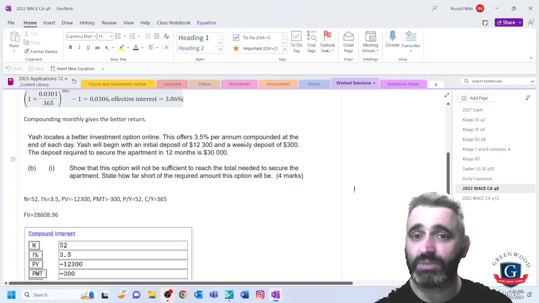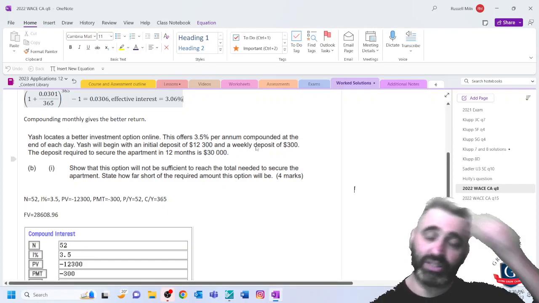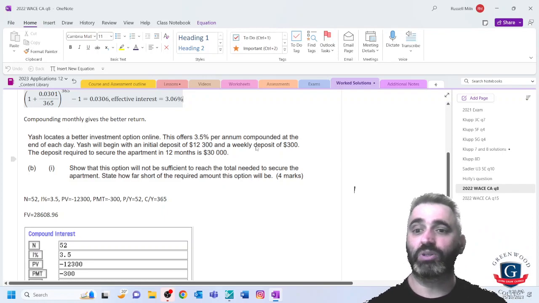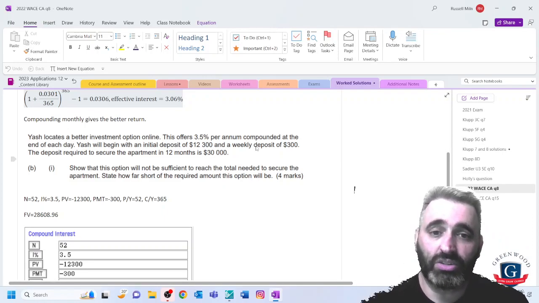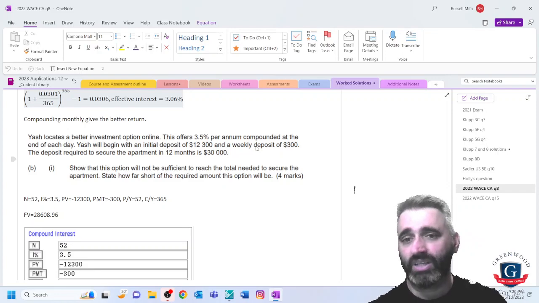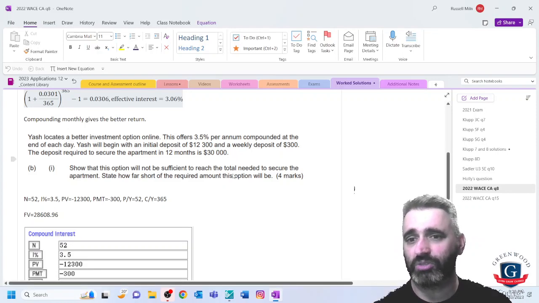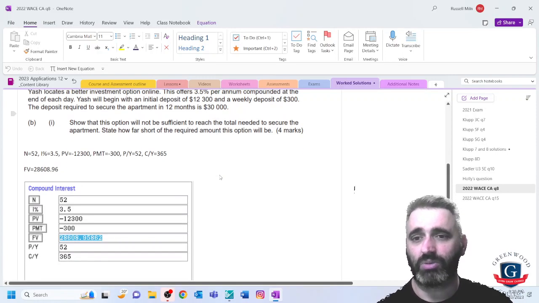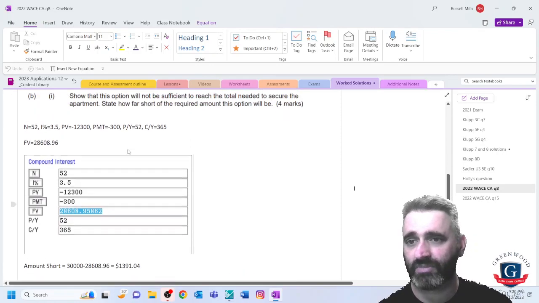Now, Yash finds another one online. This offers 3.5% per annum compounded at the end of each day. He'll start with $12,300 and a weekly deposit of $300. The deposit required to secure the apartment is $30,000. Does he get it in time? Well, I initially did this with sequence mode, but I was out by a few cents, so I went back to finance mode.